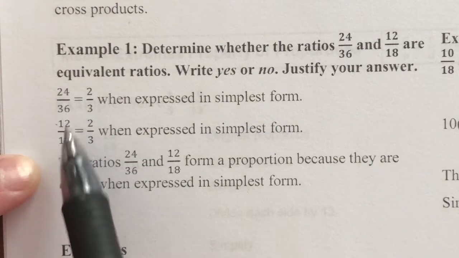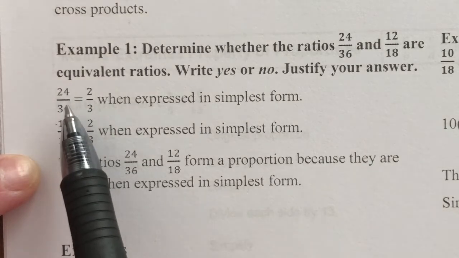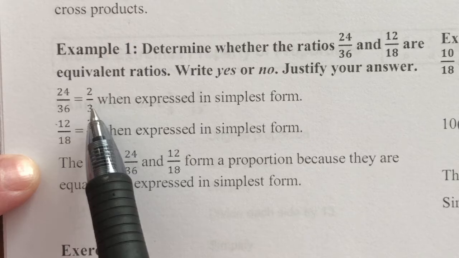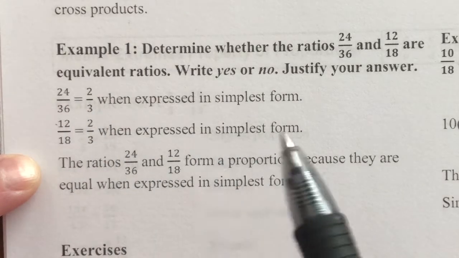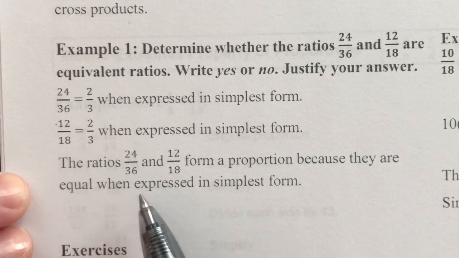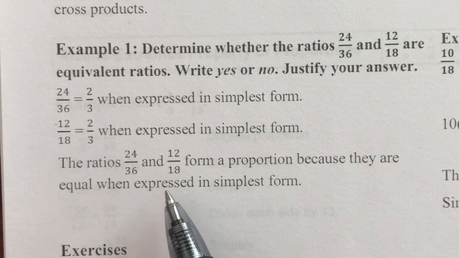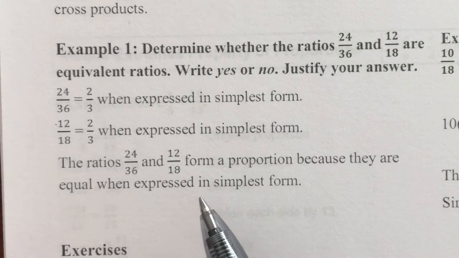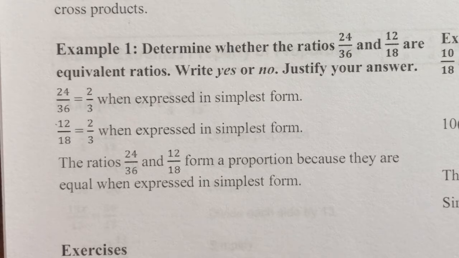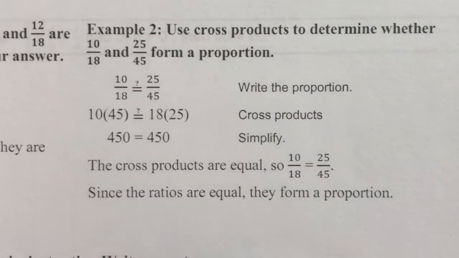So since both of these ratios, or these fractions, are equal to 2/3, then we can just cut out the middleman 2/3 and say that they're equal to each other. So here the ratios 24 over 36 and 12 over 18 form a proportion because they're equal when expressed in simplest form. They're equal when not expressed in simplest form too, but we can see that they're equal when we simplify them both. Okay, example number 2.